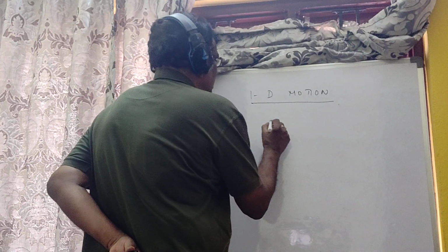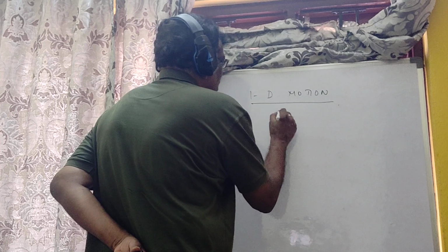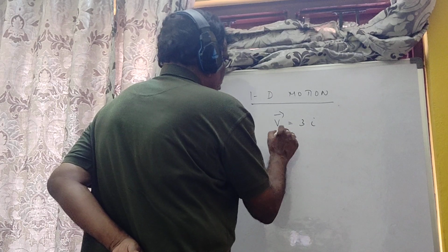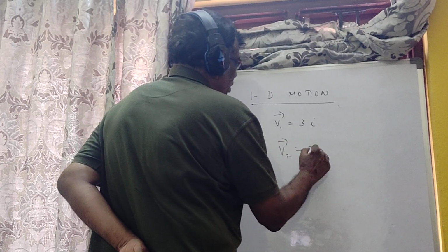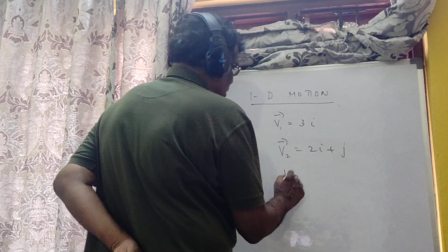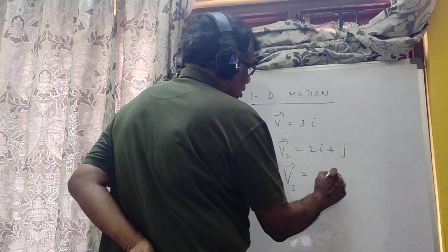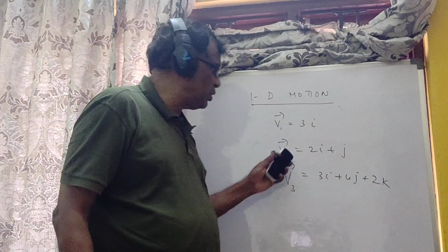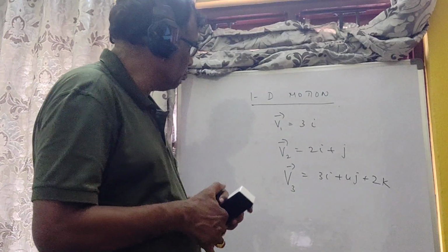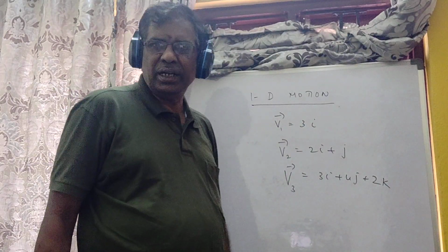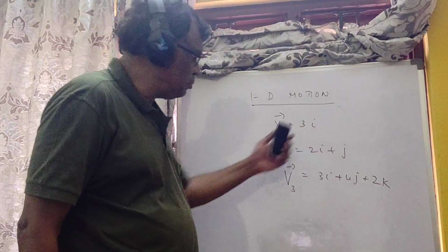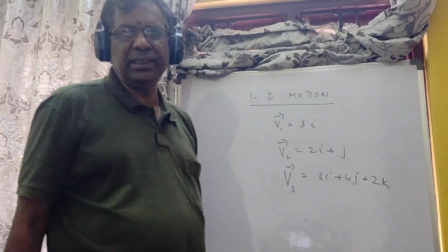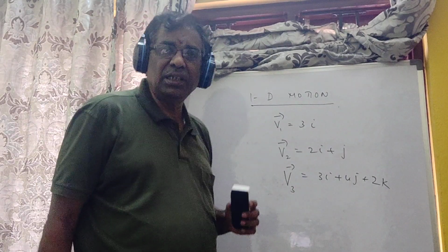For example, I say some velocity is given as, in one case, say 3i, another way we call it v1, v2 bar may be 2i plus j, and another velocity may be 3i plus 4j plus 2k, something like that. Now, the purpose of giving all these three to you is very simple. Which one of them would you call 1D motion? I know that 90% of the people say this is 1D motion, this is 2D motion, and this is 3D motion. Now that is absolutely wrong.